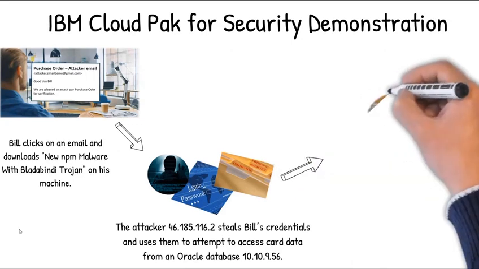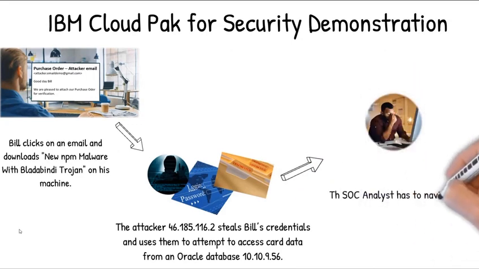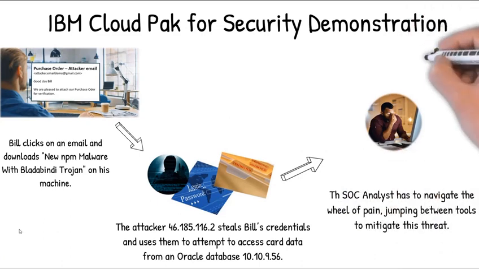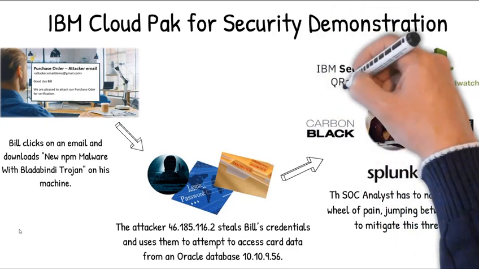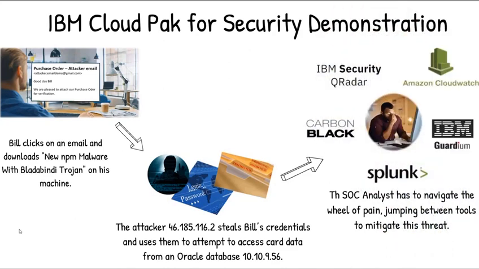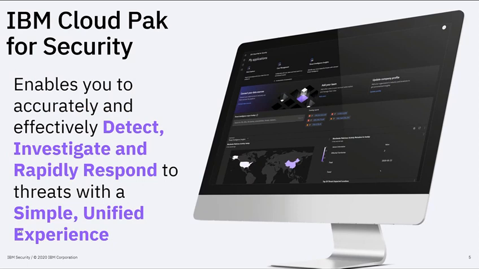You are now the SOC analyst, and your job is to figure out what Bill did and how to mitigate this, and you're into what I call the wheel of pain. The SOC analyst has many tools at his fingertips in our example today. They're actually accessing CloudWatch logs. They have data protection from Guardium. They have Splunk. They have Carbon Black and IBM QRadar. And that SOC analyst has to jump between these tools to figure out what Bill did and how to mitigate the situation. But they also now have Cloud Pak Security that allows them to easily detect, investigate, and respond to a solution using a simple and unified experience while connecting to their existing data and security tools.